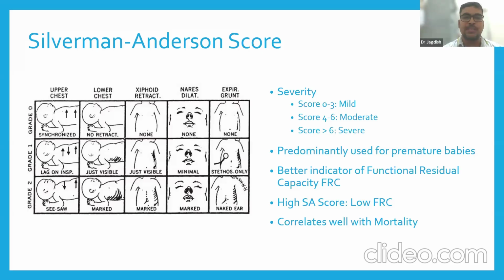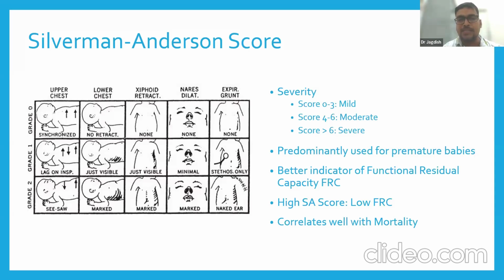First is the upper chest, second lower chest, third xiphoid retraction, fourth is the nasal flaring, and fifth is the expiratory grunting. In the upper chest, how have they classified it? Just look. You take the mid-axillary line. From the mid-axillary line, what is above is the upper chest. What is below, that is the lower chest.